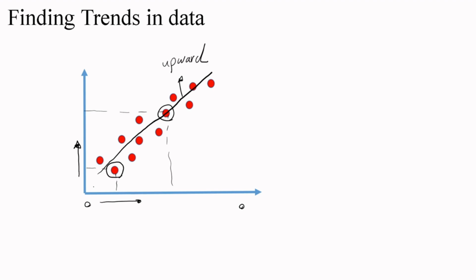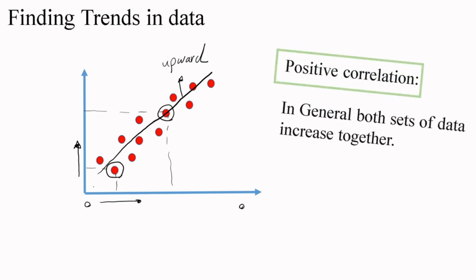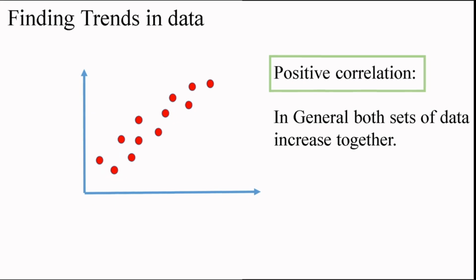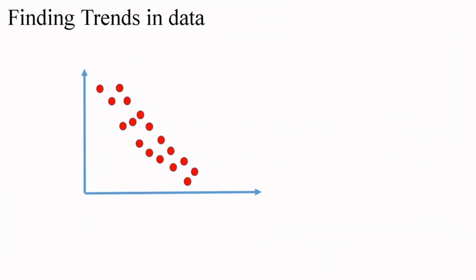So when both of the values are increasing at the same time and the trend line is upward, what do we call it? We call it positive correlation. Okay? Both sets of data are increasing at the same time. Against the positive correlation, we have negative correlation.